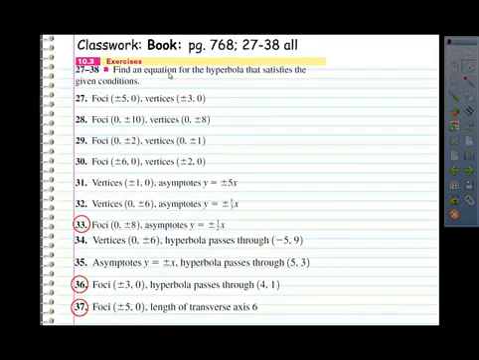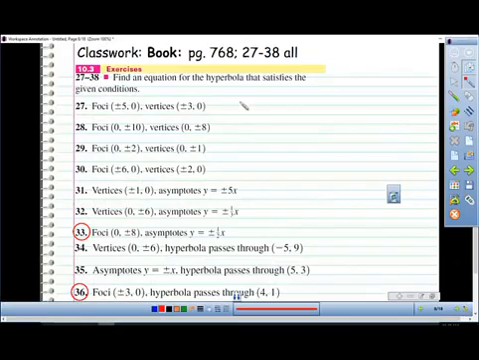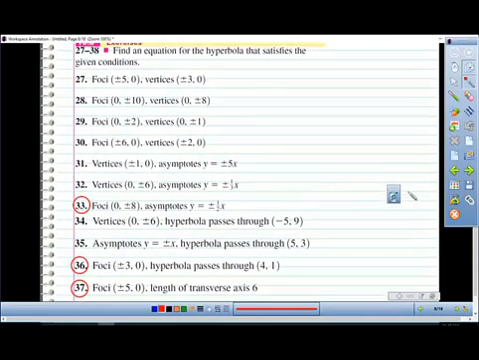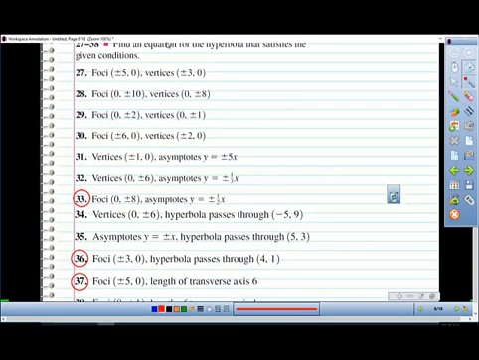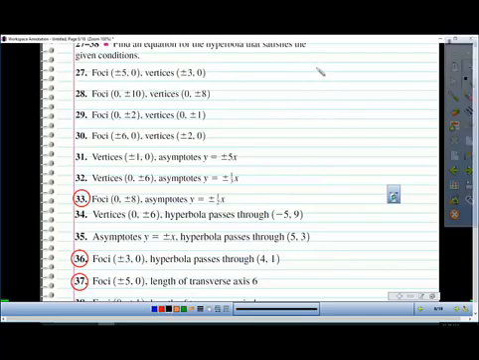Okay, so this is saying find the equation of the parabola that satisfies the given conditions. So these are kind of easy. Well, I mean they're a little bit different. I don't want to say easy, but it gives you the point, and it says come up with the equation. All right, so watch. I would draw the coordinate plane. We'll do question number 27.